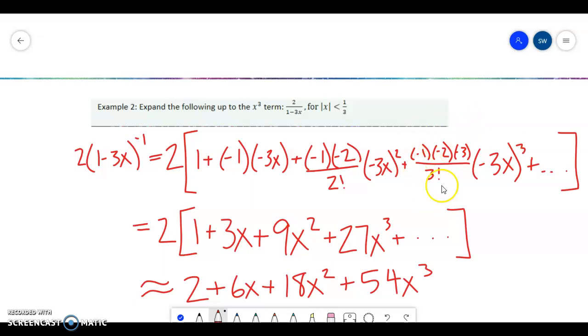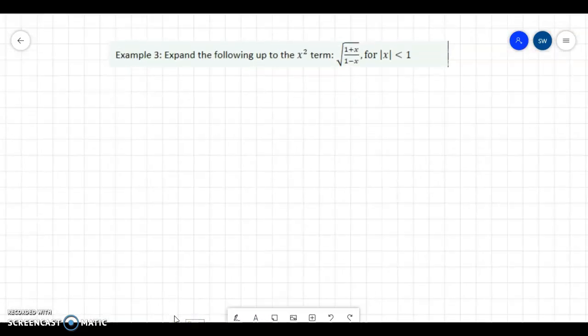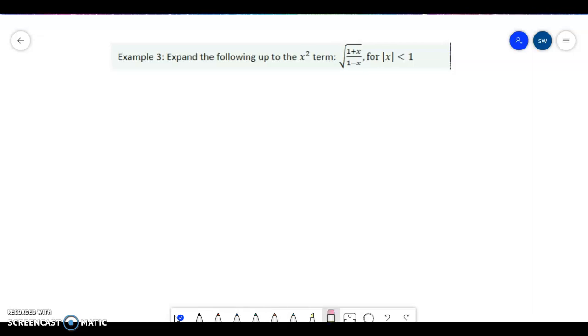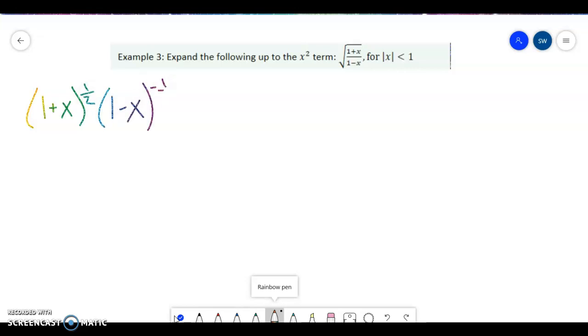All right, one more and we'll be on our way. This one's going to be a little more complicated. So we have this term, the square root of 1 plus x over 1 minus x. Just like all the other examples, our first step is going to be to rewrite this. So I can rewrite this as 1 plus x to the positive 1/2 times 1 minus x to the negative 1/2.